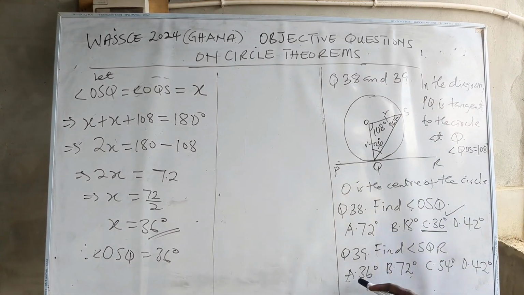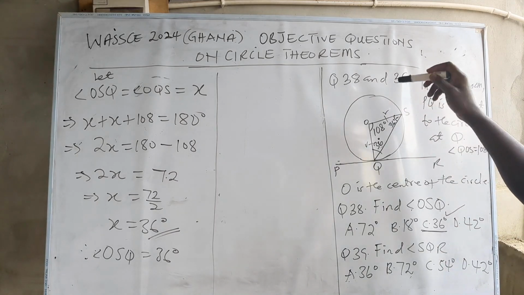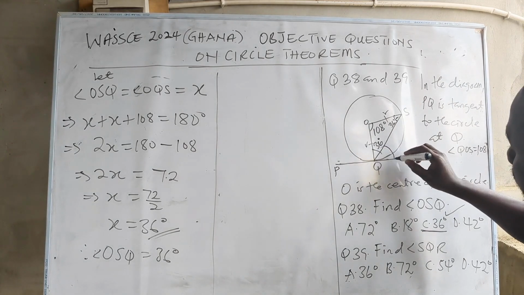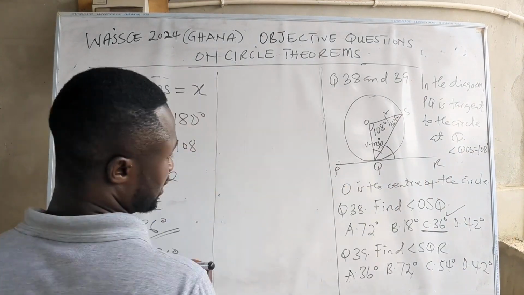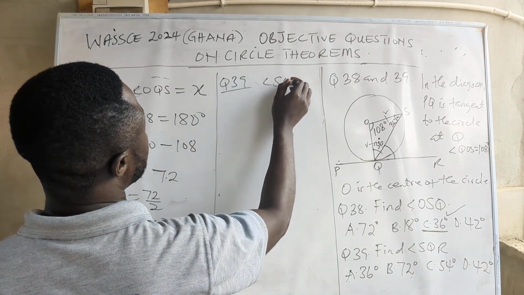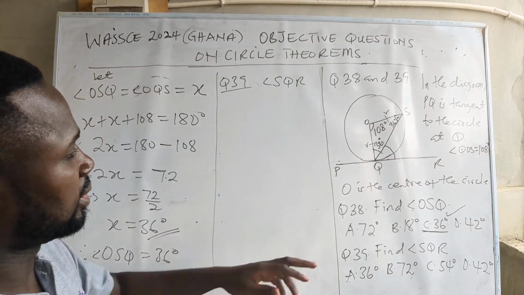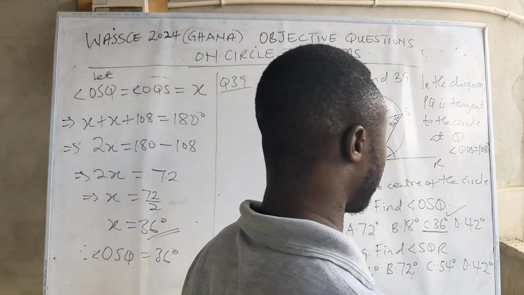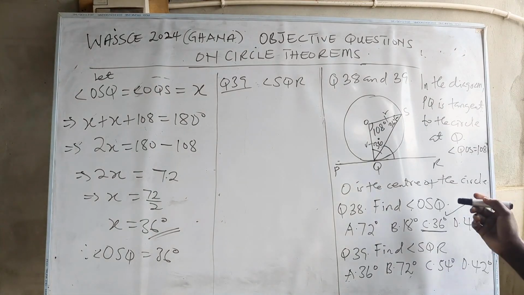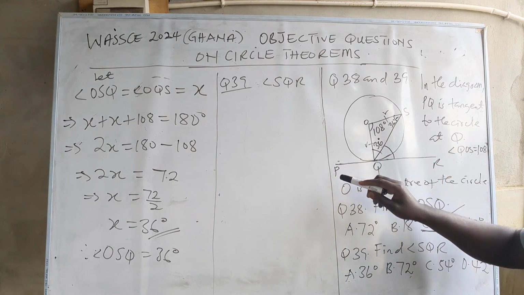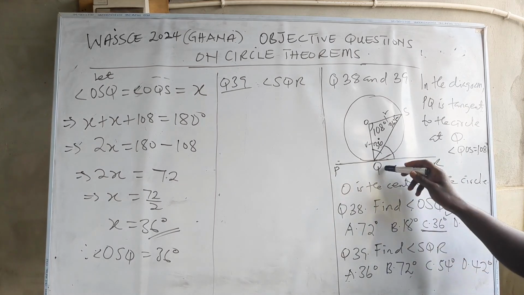Okay, let's look at question 39. Find angle SQR. SQR, that is the angle here. So one of the properties that we also know: you see QS is a chord, and PR is a tangent. It is tangent to the circle at Q.